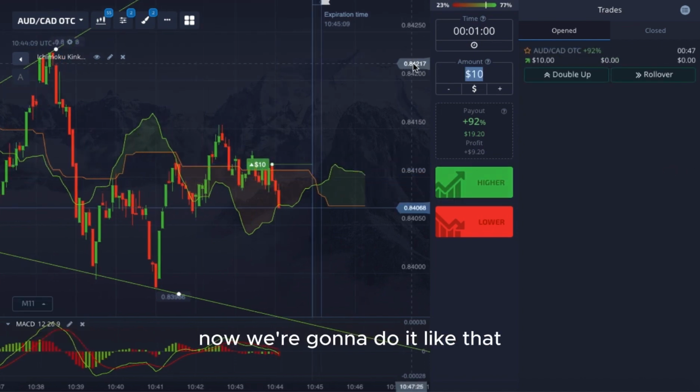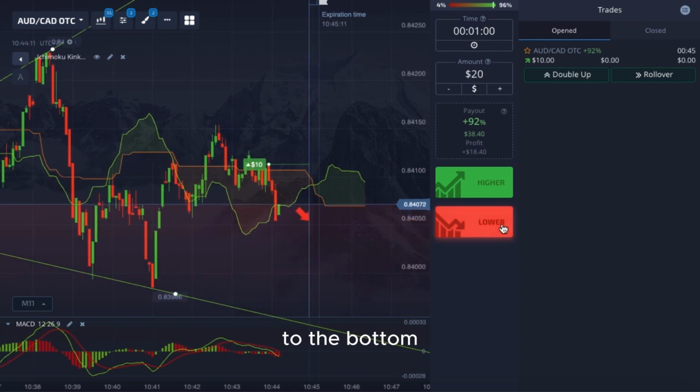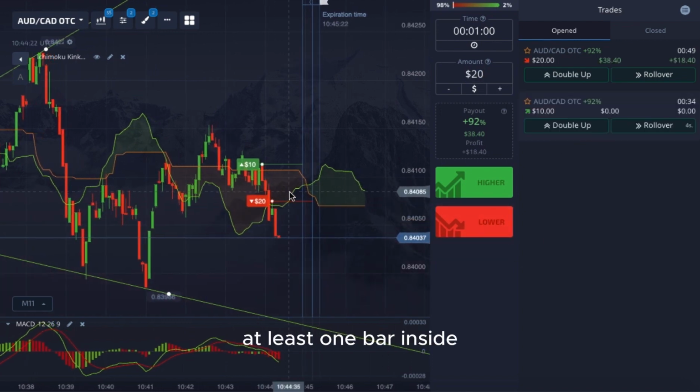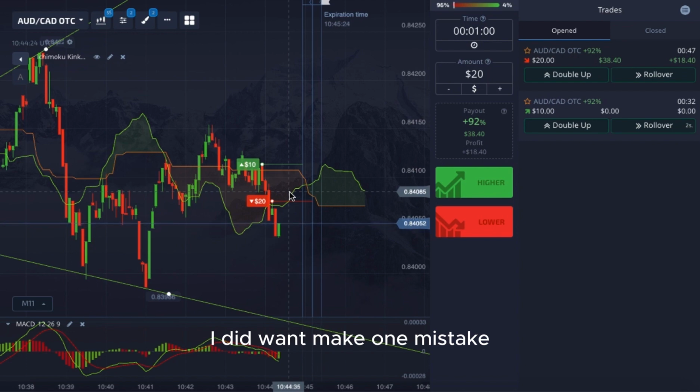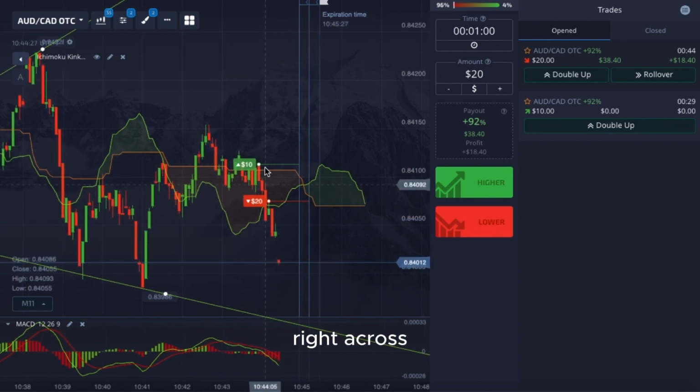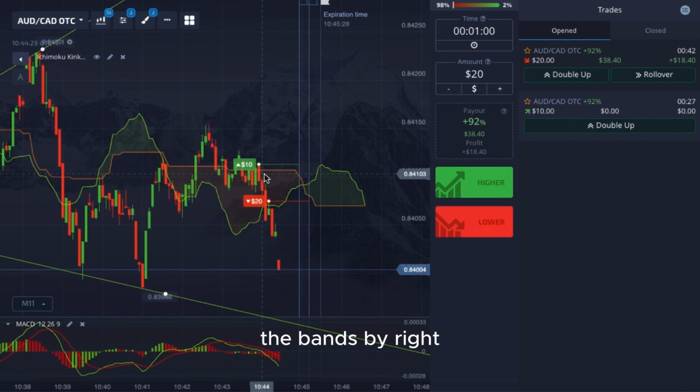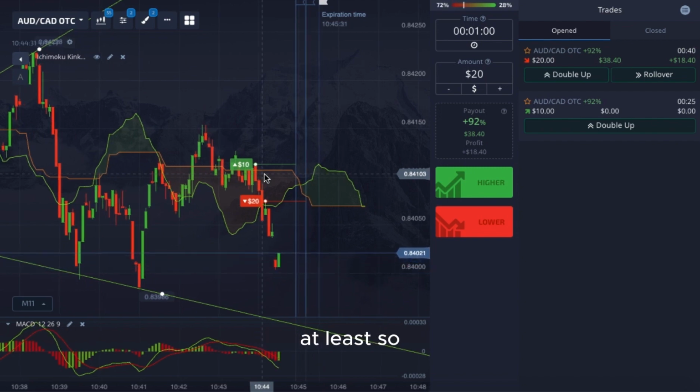Now we're going to do it like that. We may have to do another one to the bottom. It has to spend at least 1 bar inside. So earlier today I did make one mistake, which is there's 1 bar that it crossed right across the bands. By right, you should wait for the next bar at least. So don't jump the gun.